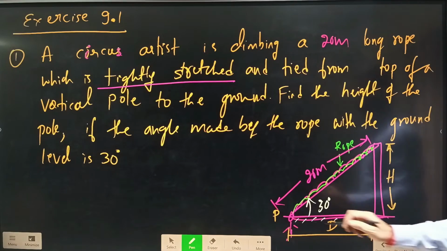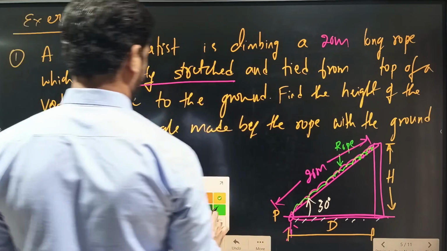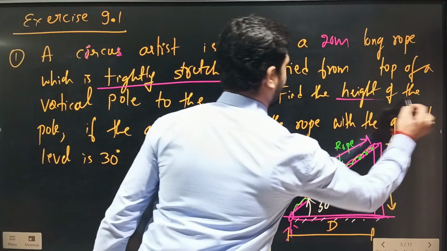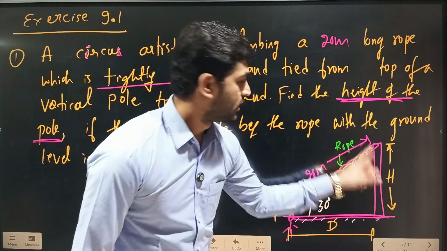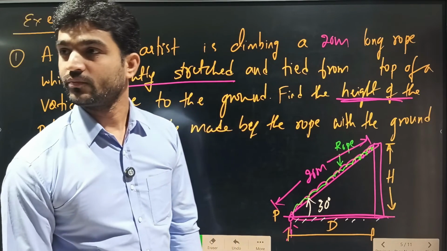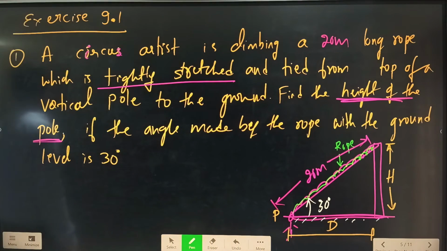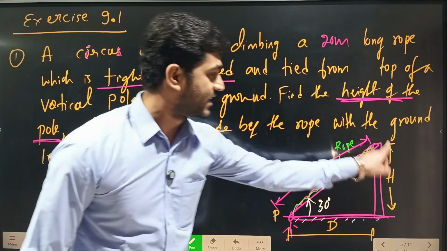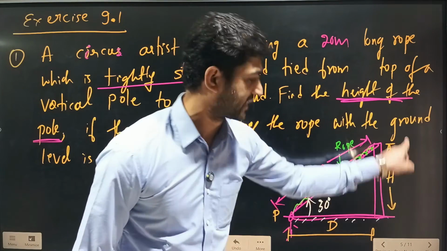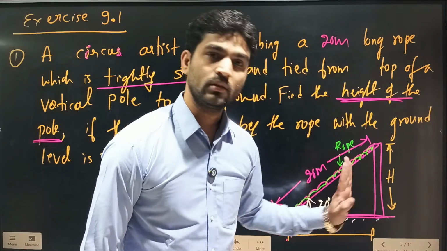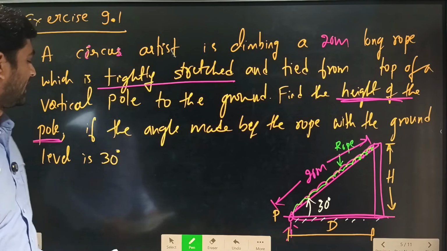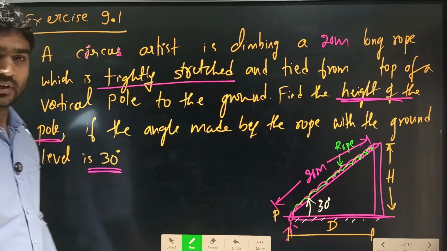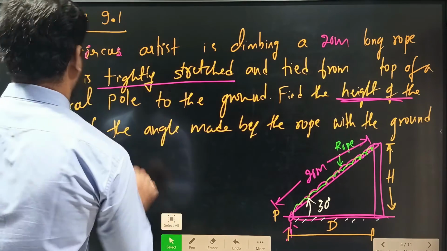What is the question asking here? What do we need to find here? Find the height of the pole. H we need to find here. So here I know the hypotenuse side, and we need to find h. What will you use? Hypotenuse and h. H means the opposite side. In a right angle triangle this is the opposite side. I want to find the opposite side, given the angle is 30 degree with the ground. Correct? So what can we do now?